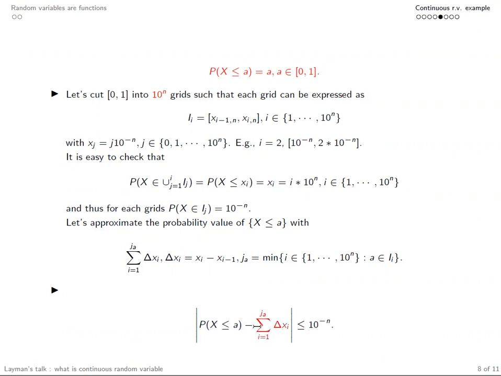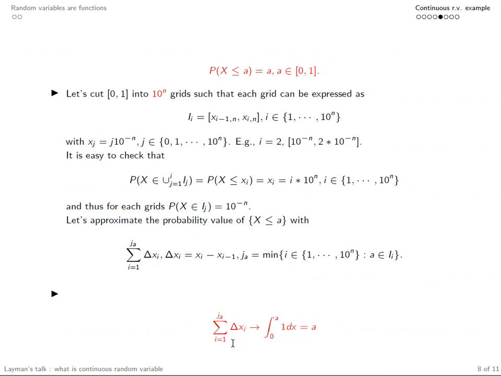If we take a close look at this summation, what happens to it if we let n grow larger and larger and larger? Note, this summation is essentially an integration from 0 to A with 1 as the integrand, which is equal to A. So indeed, we have proved that the probability of X smaller or equal to A should be equal to A for an arbitrary value from the 0 to 1 interval.